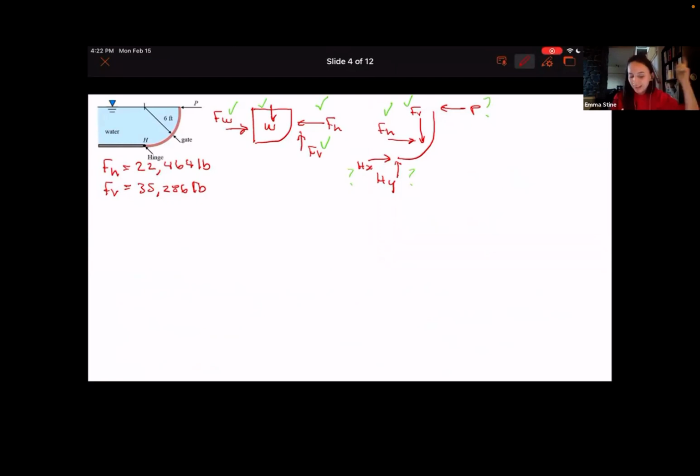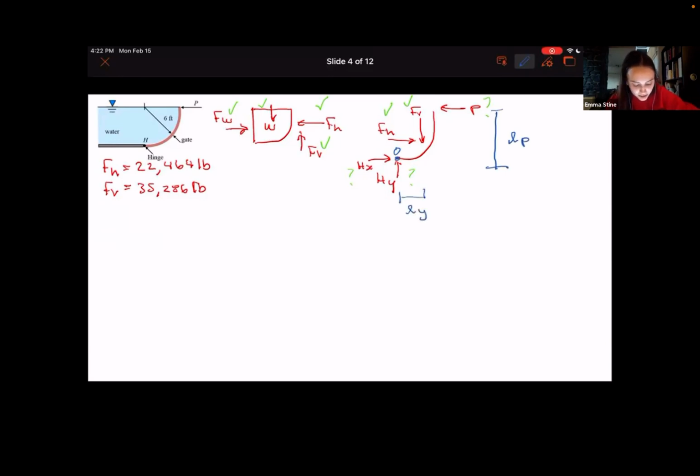However, I remember statics. So I'm going to do a moment around this spot right here, which I'll name O, so that I never have to solve for Hx and Hy, because I don't care about them. They're not in the problem statement. To do a moment about O, I need the distance from these forces to O. I'm going to have to figure out this, which is called LP, and this, which is LY.